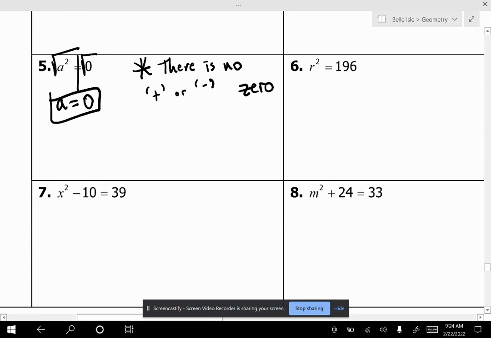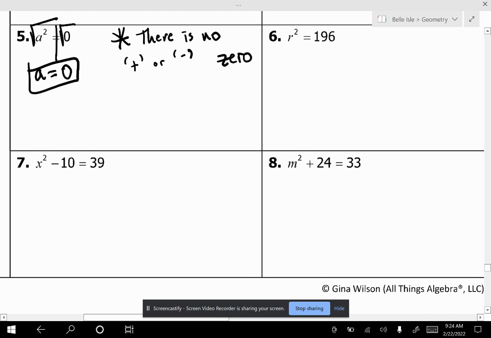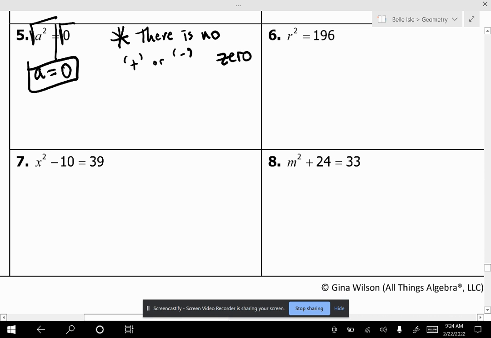Okay, so 7 and 8, you're still going to work them the same way that you have been doing these for the last couple weeks. You just got to follow your steps. So step 1, on number 7, locate the variable. Variable's on the left side. What operations are being done to the x? Yeah, it's being squared and subtracted, exactly.